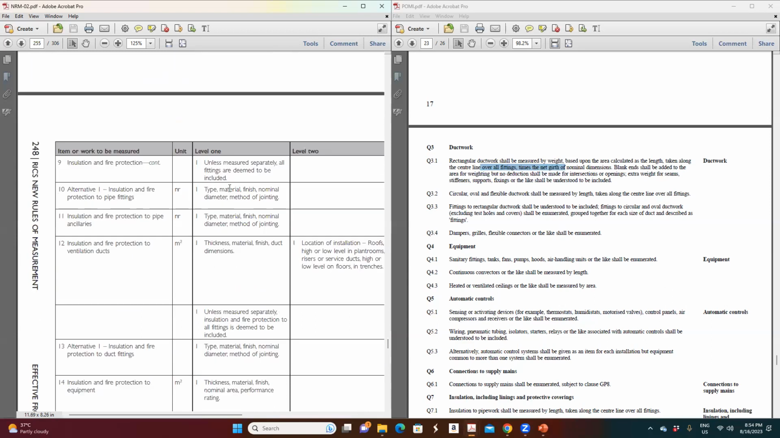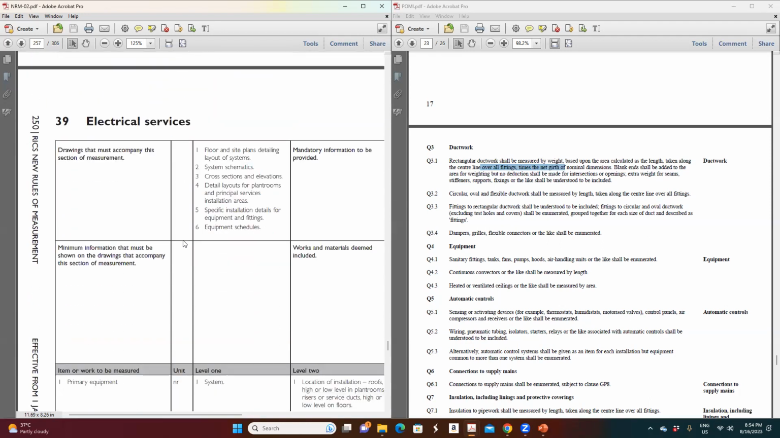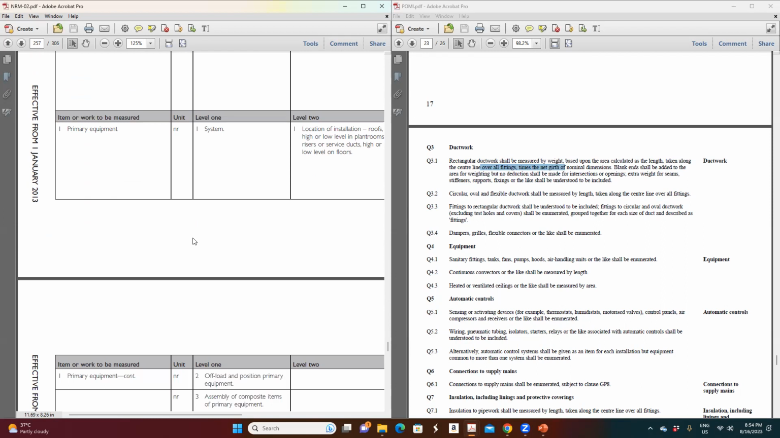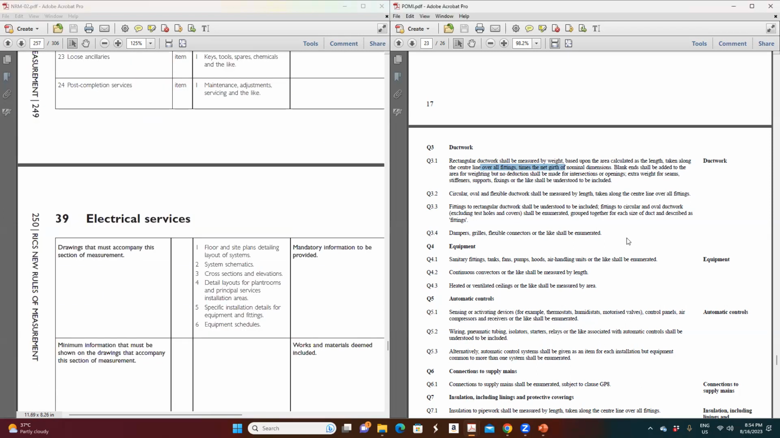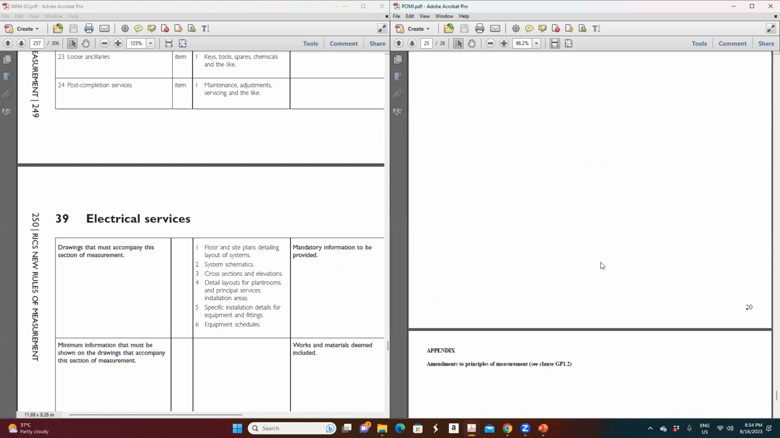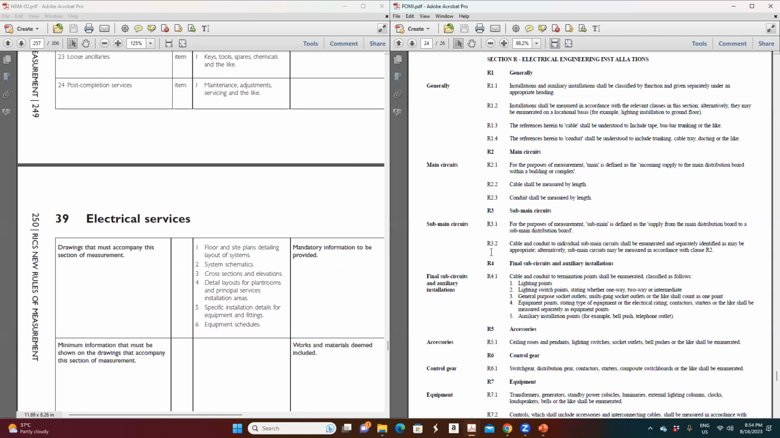Okay, that is about the duct we have seen, and fire stopping, identifications, testing and commissioning. That's not very important there. Mainly in MEP we have equipment, pipes and ducts. Those are the main things in MEP. And also in electrical, when it comes to the electrical here, it's very minimal, very common things here.